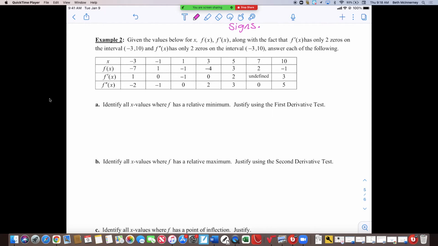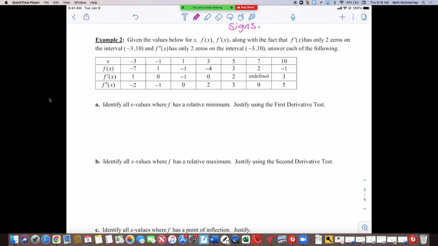All right, let's go ahead and start with letter A. A says identify all x values where f has a relative minimum. Justify using the first derivative test. So for those of you that sort of knew what you needed to do, can somebody give us your solution, how you figured it out?